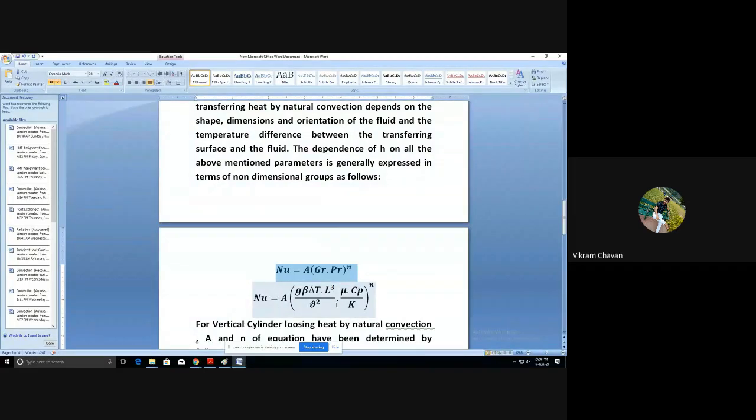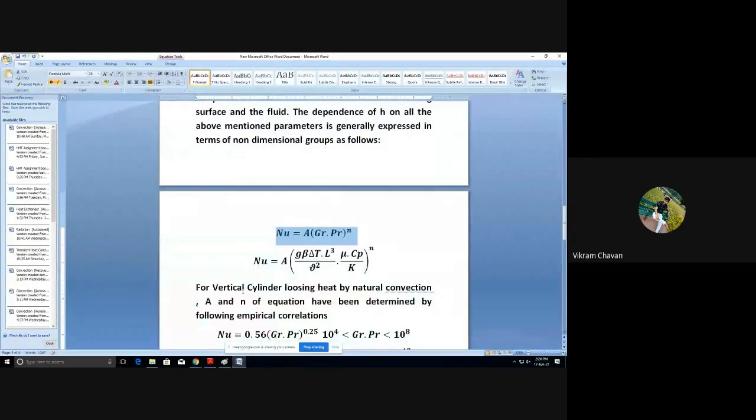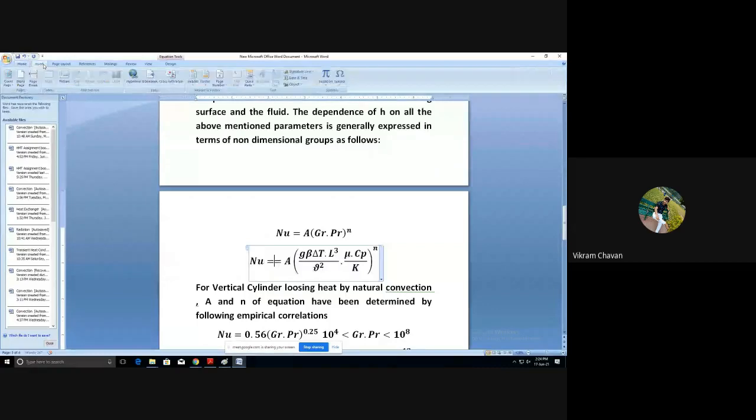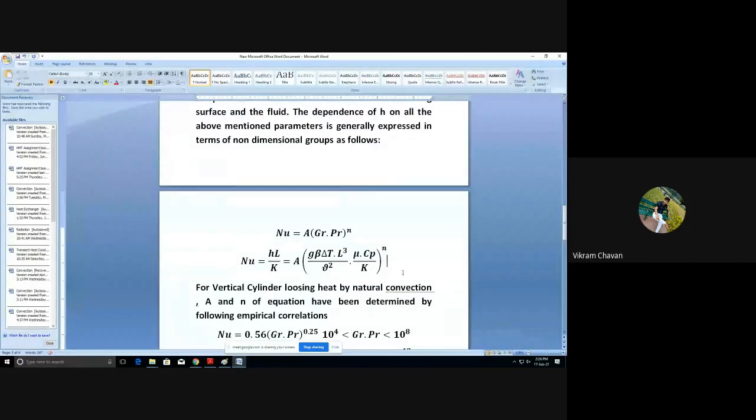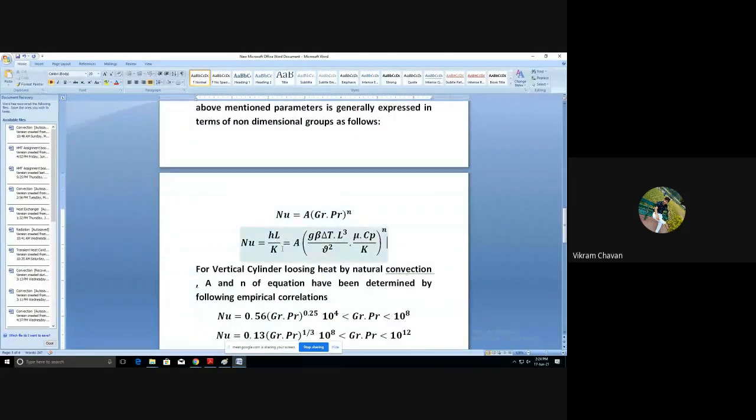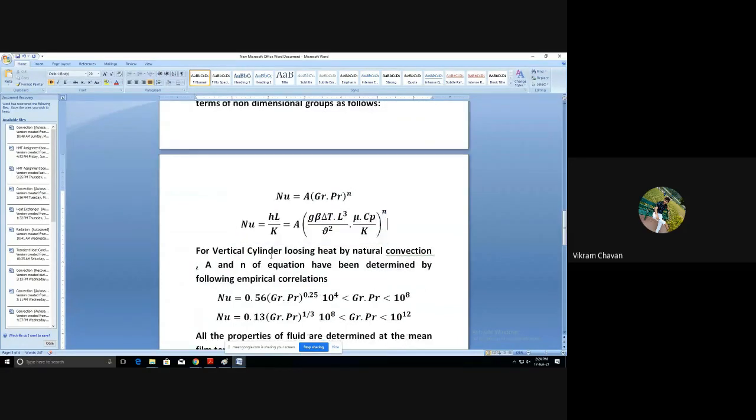So these parameters we have to determine to calculate the Nusselt number, and we know that Nusselt number is Nu equal to hL divided by K. So once again, Nu is equal to h multiplied by L divided by K. By using this equation, we can calculate the heat transfer coefficient. Now further, these A and n values will vary according to the value of the product of Grashof number and Prandtl number.